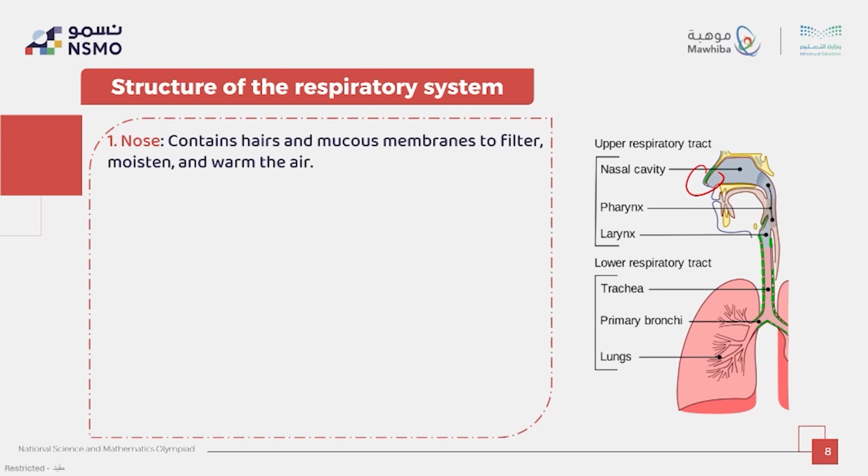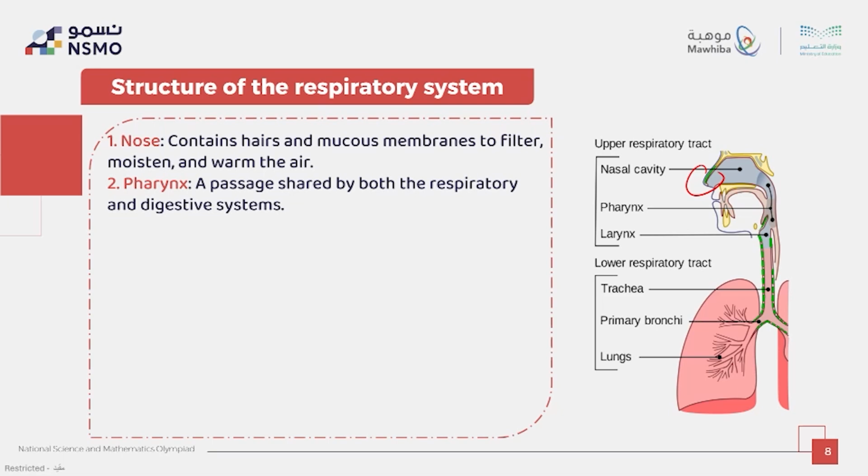Moving to the next one. Pharynx is a shared passage for both air and food, and it directs air downward toward the lungs. This is pharynx. Number three is larynx, the voice box. Here is the larynx. Not only does air pass through here, but this is where your voice is produced in the larynx, and because of that they call it the voice box.